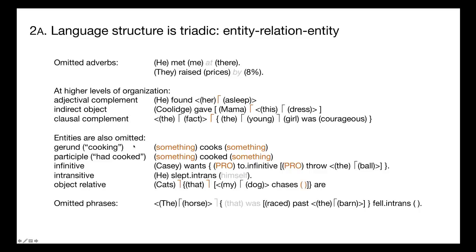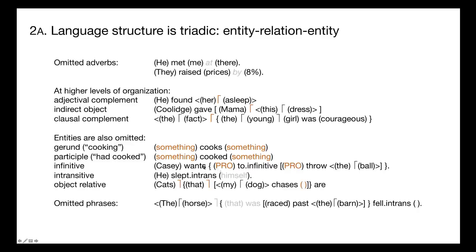So, and then one other thing I'll point out is that gerunds are really little miniature sentences. So cooking, well, it means that something cooks something. And you just haven't said who the subject is and you haven't said who the object is. But it's an E rel E, so that's an E. You know, I can use the word that to talk about it. So it's an entity also.